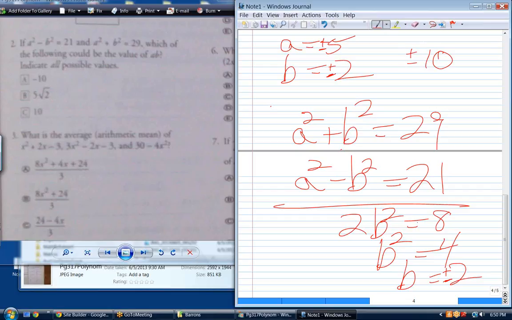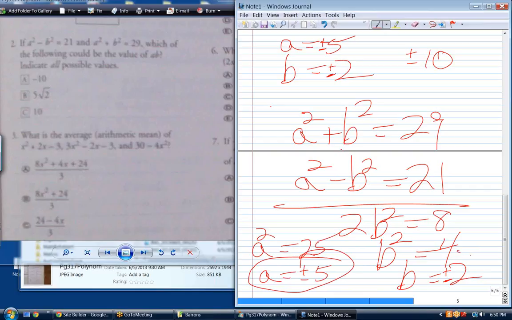You see why I have to allow for the plus or minus? When I solved for a squared, I ended up with a squared equals 25, and the solution of that is a equals plus or minus 5. Just like the solution for b is b equals plus or minus 2. Okay? This is a tricky question.